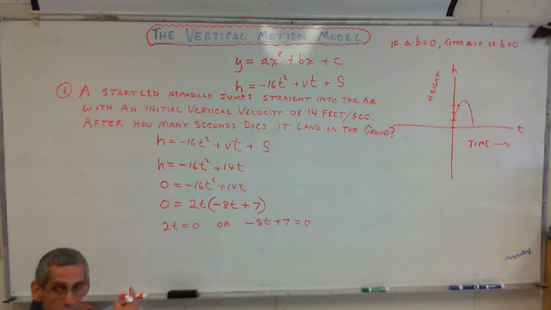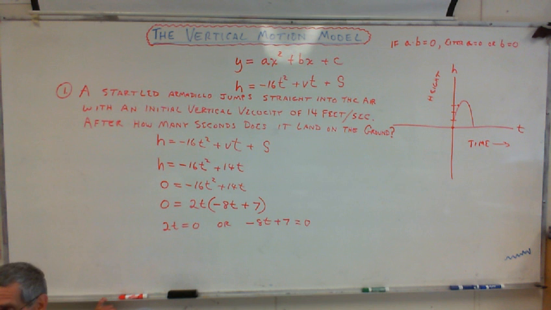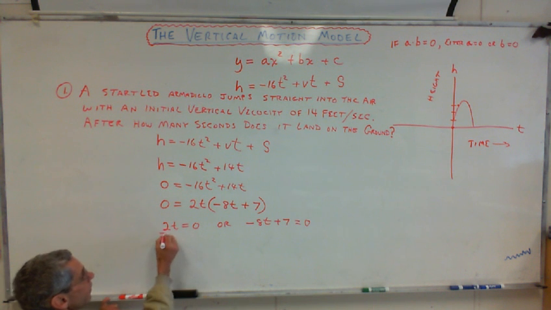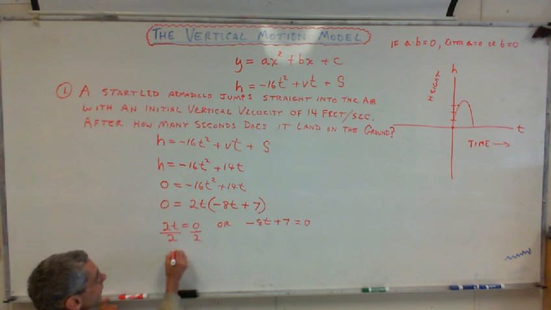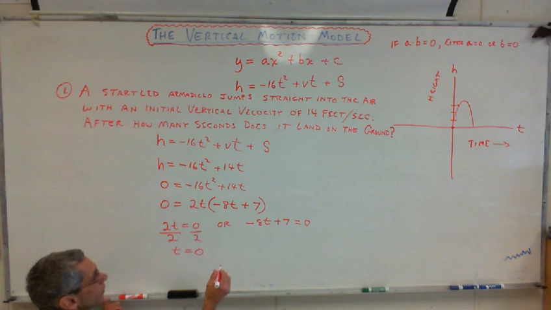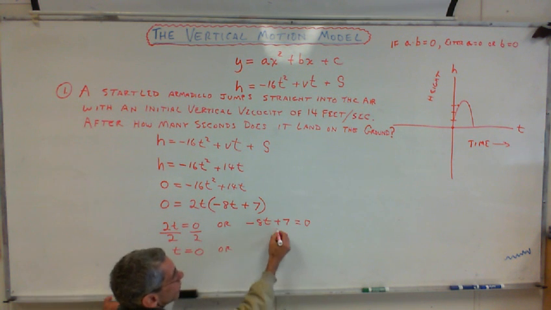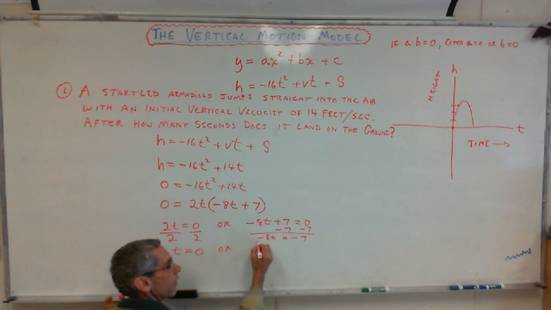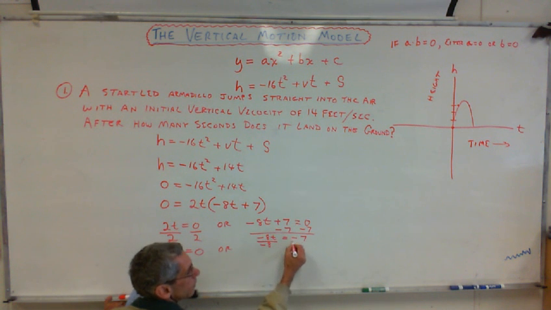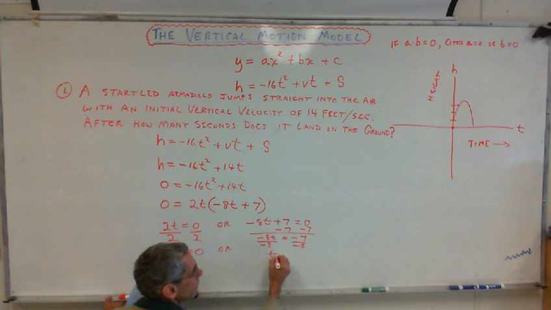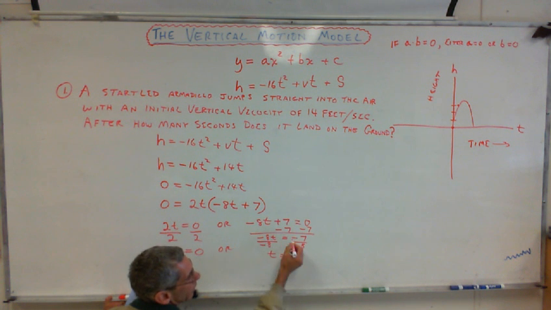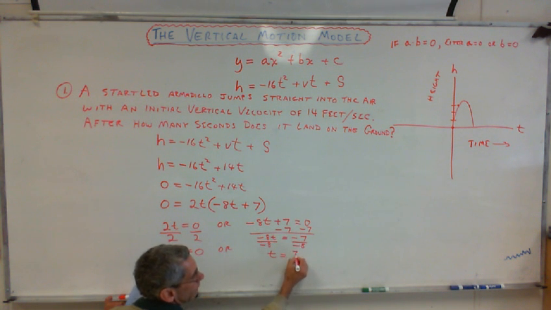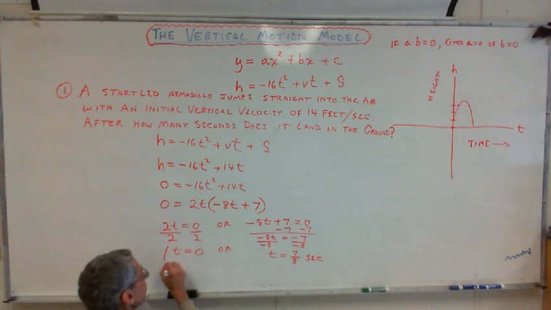Whoa. So now I solve these two simple equations for zero. I mean for t, sorry. So I'm going to divide both sides by 2, and I see that t is equal to 0. And then I've got an or. Here I'm going to subtract 7 from both sides, and I've got -8t = -7. I'm going to divide both sides by -8 because I want to know what t is. So t is equal to the negative over negative becomes a positive, right? So it just equals 7/8 of a second. Okay, so these are my two answers.